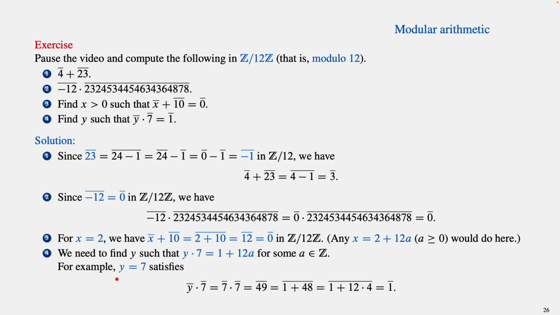And for example, y equal to 7 satisfies this because modulo 12, y times 7 is 7 times 7, 49. 49 is 1 plus 48, 48 being a multiple of 12. So this is 0 modulo 12, and we are left with 1. So that's an interesting thing because modulo 12, we have that 7 times 7 equals 1. So 7 is its own inverse, modulo 12.